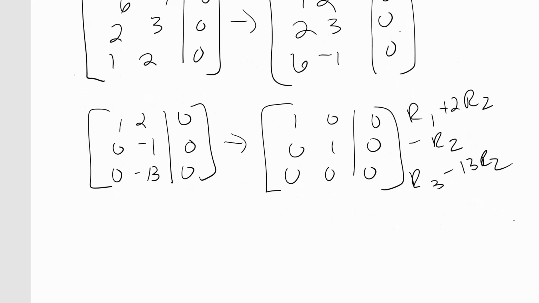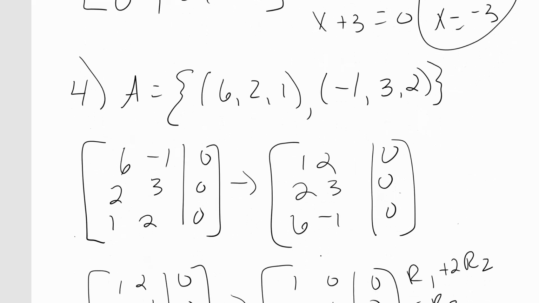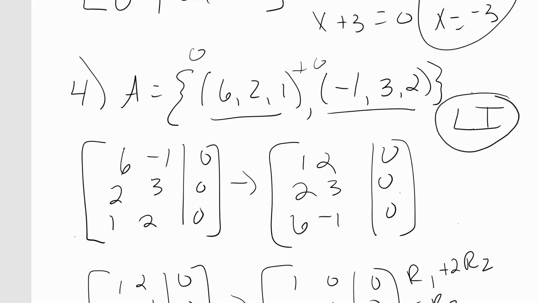Well, what does this tell me? This tells me my first scalar, I'll call it x, has to be 0, and my second scalar has to be 0. So the only way to get zeros out is to do 0 times (6, 2, 1) plus 0 times (-1, 3, 2), which makes this set linearly independent. There is only one way to get out (0, 0), and that is 0 times the first plus 0 times the second. And we are done.